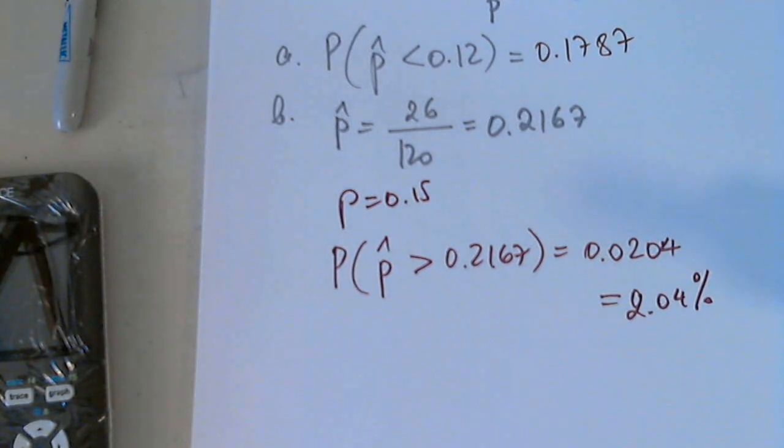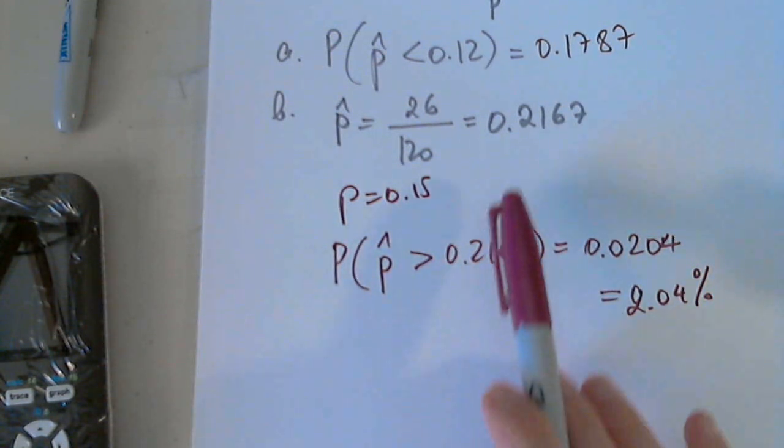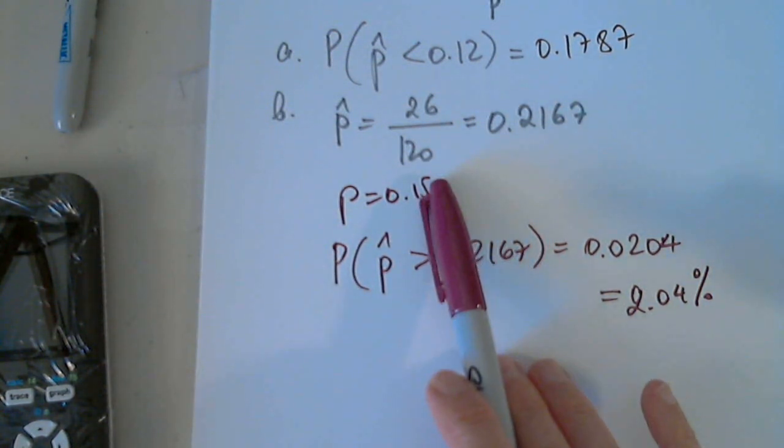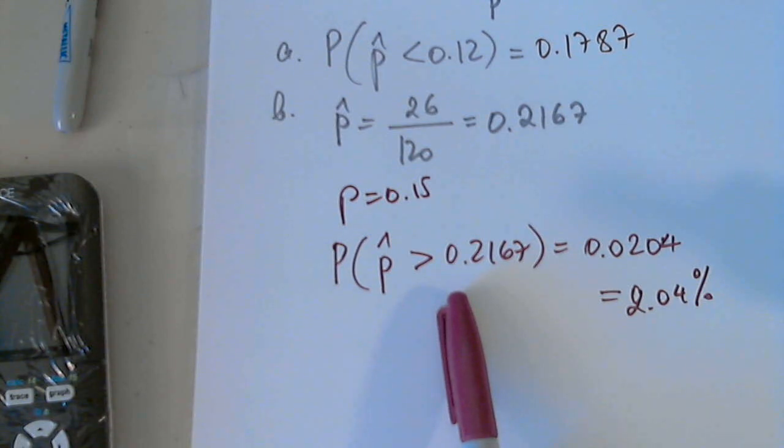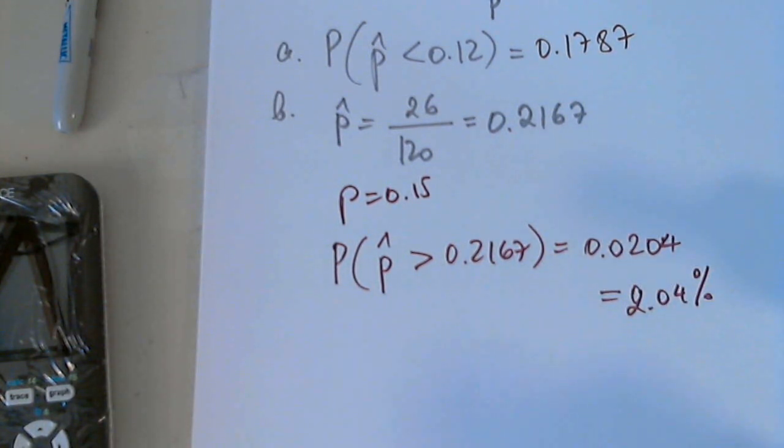So this situation is kind of unusual, right? It's unusual to get such a result, that more than 26 out of 120 will result in hearing loss, or anywhere above 21.67%. Any questions?